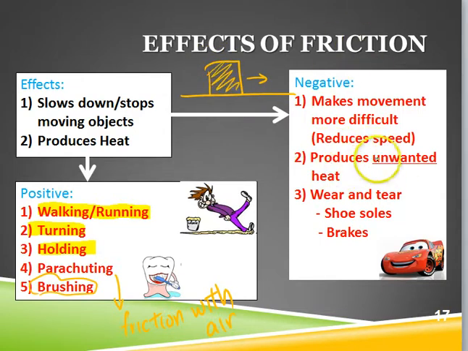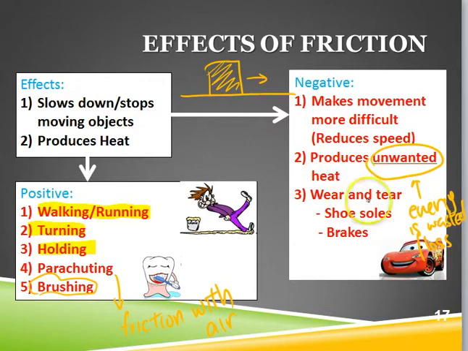Next one, it produces unwanted heat. Examples are your car engine, your tires, or sometimes when you go running, you feel that your feet are getting a little bit hot, because as you run or as the car moves on, the internal parts all have friction, and this friction produces heat. This is unwanted heat because energy is wasted, or we can say energy is lost. Unwanted loss of energy, and this is not what we want.